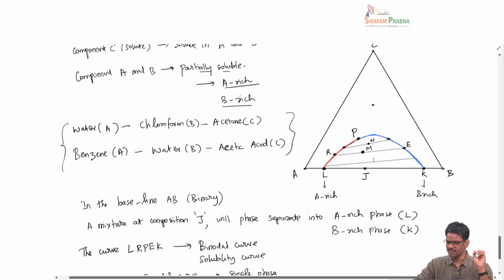Again, everything is determined by thermodynamics of the system. So, at some composition, the slope also can change. It is not necessary that the slope will be constant or fixed. It has to come from experiments or through thermodynamic calculations that the tie lines are drawn.